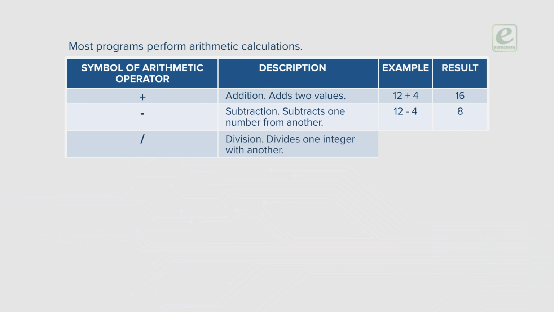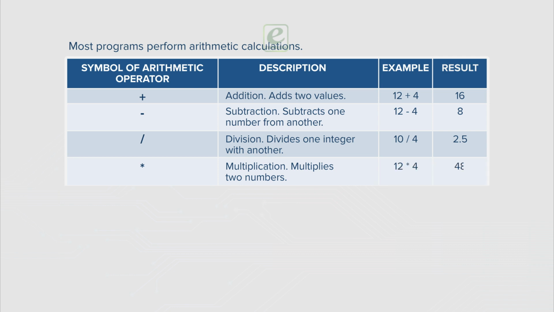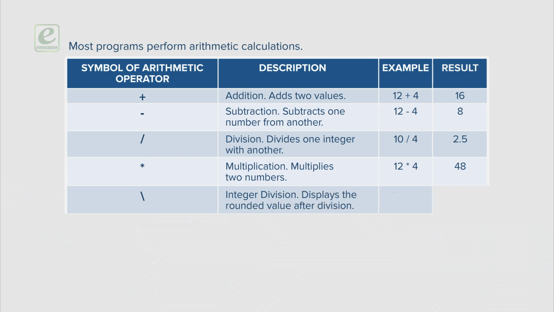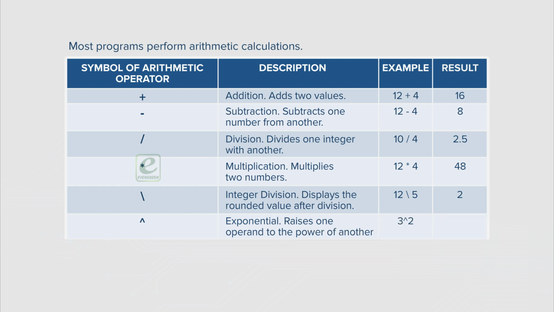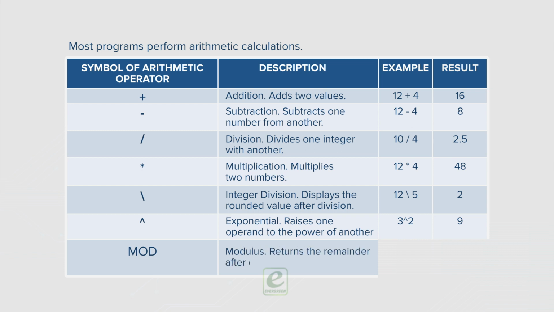Divides one integer with another. 10 by 4, 2.5. Asterisk, multiplication. Multiplies two numbers. 12 multiplied 4, 48. Backslash, integer division. Displays the rounded value after division. 12 by 5, 2. Exponent, exponential. Raises one operand to the power of another. 3 exponent 2, 9. Mod, modulus, returns the remainder after division. 12 mod 5, 2.